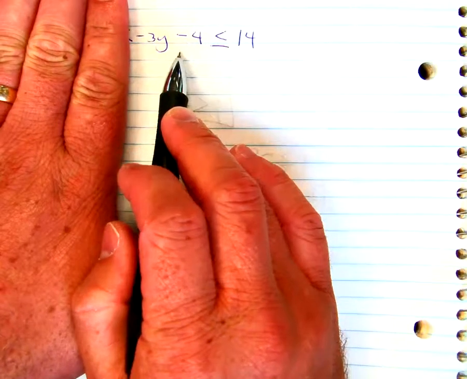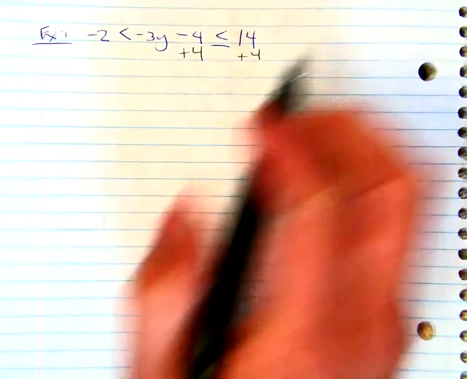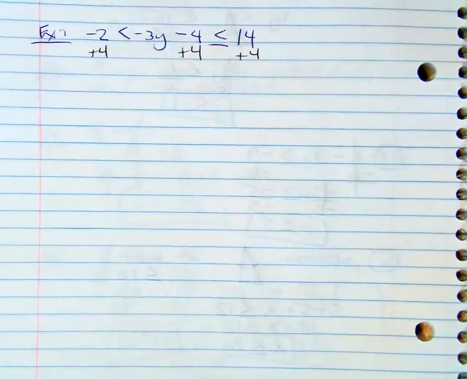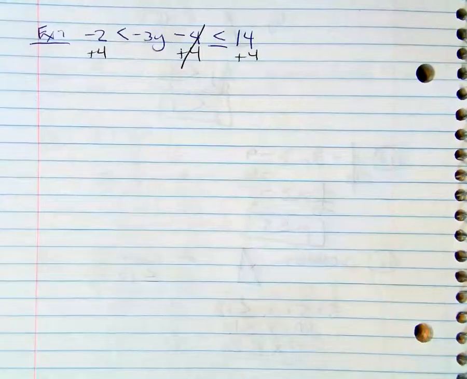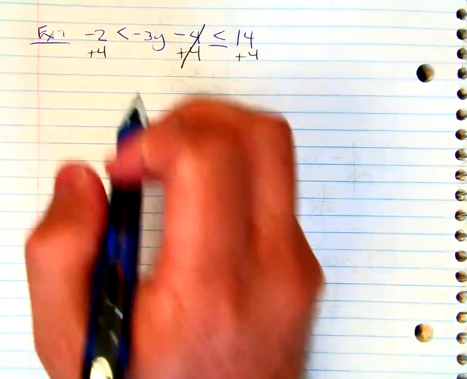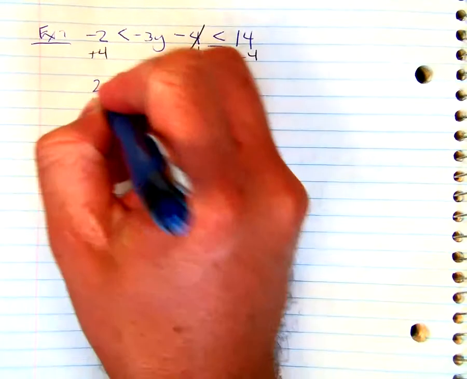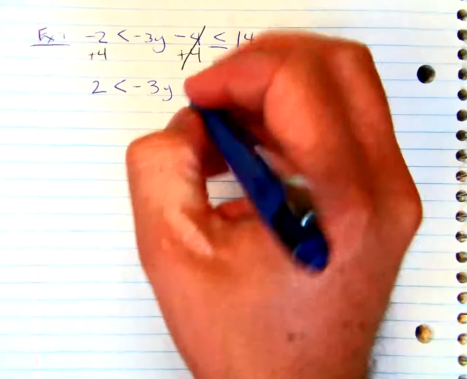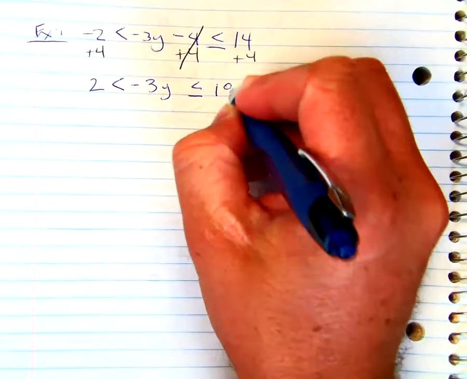So let's add 4 instead of minus. So we would add 4 to both sides. So it's in the middle and it's on both sides. So the minus 4 plus 4, they cancel in the middle. On the far left, I have negative 2 plus 4 is positive 2. I have negative 3y in the middle. I have 14 plus 4 is 18 on the right.